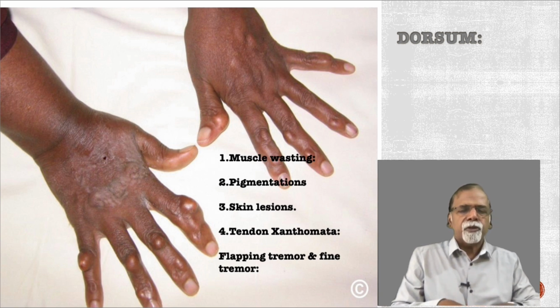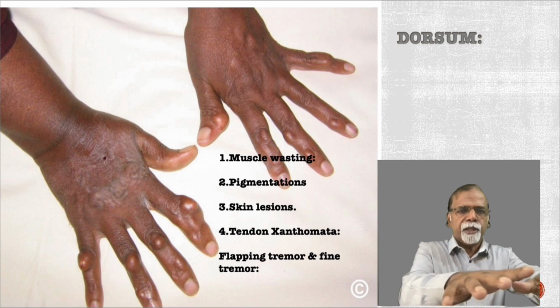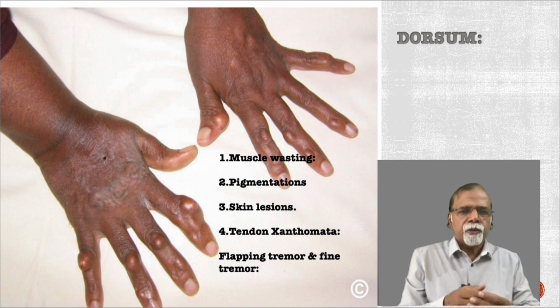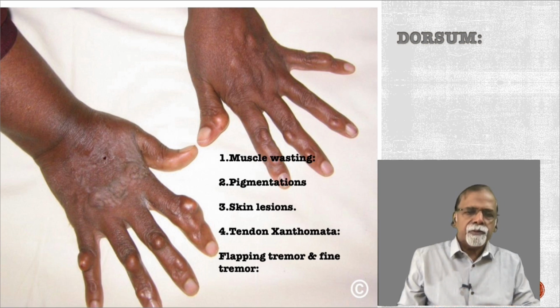Then look for the fine tremor. Ask the patient to keep the hands like this. When there is a fine tremor, this can be due to hyperthyroidism, or the patient may be taking sympathomimetic drugs, or it may be due to anxiety. So that is the importance of looking for the outstretched hand and looking for the tremor.